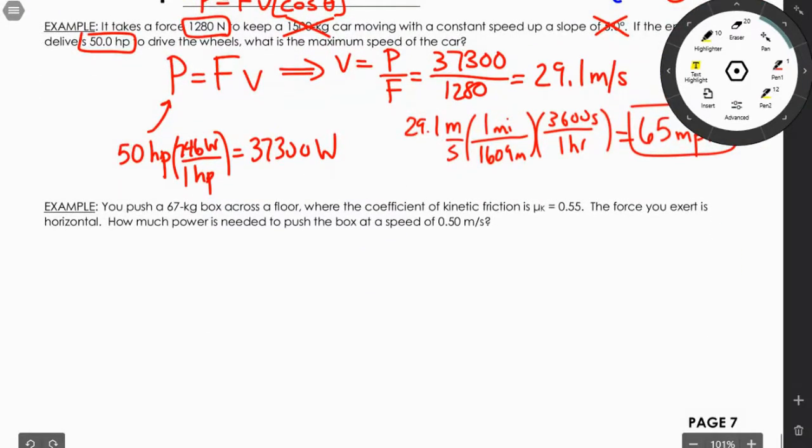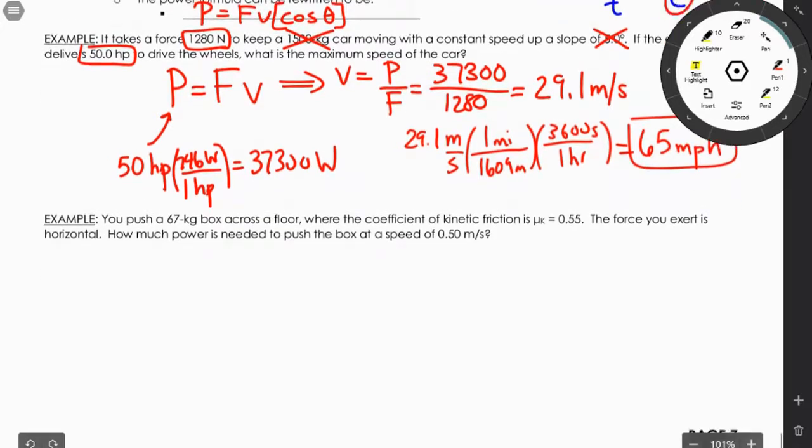Okay. Now the last example says you push a 67 kilogram box across the floor where the coefficient of kinetic friction is 0.55. The force you exert is horizontal. How much power is needed to push the box at a speed of 0.50 meters per second?